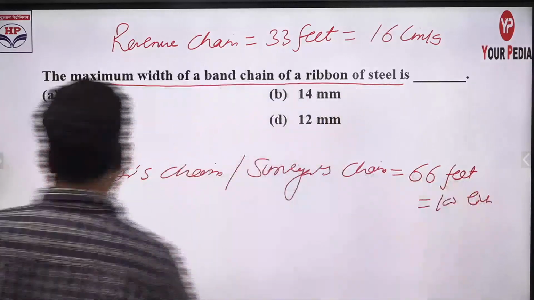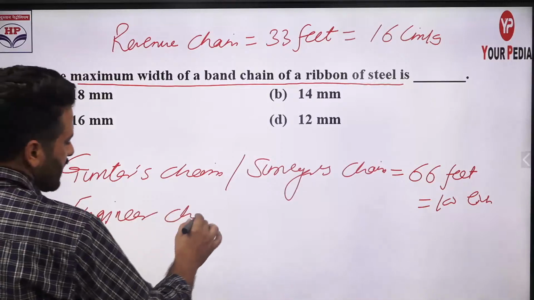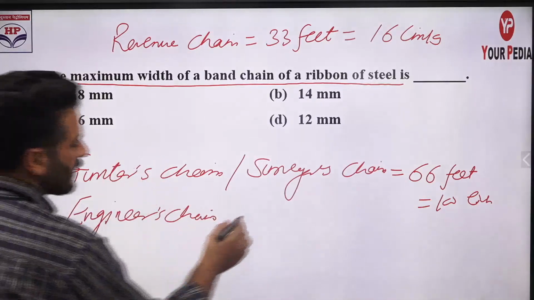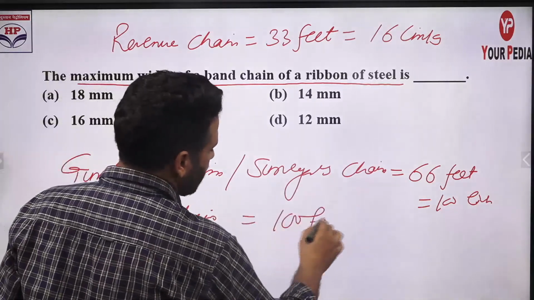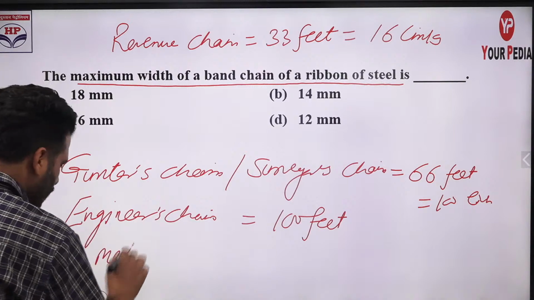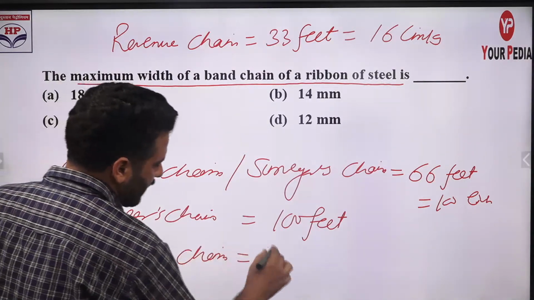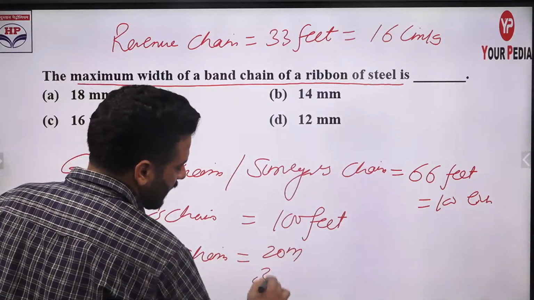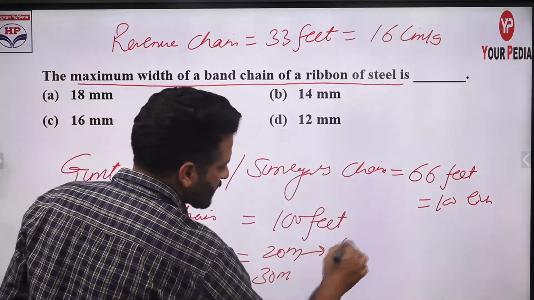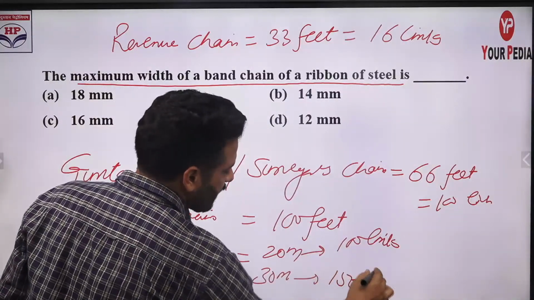And what you have? Engineer's chain. Its length is 100 feet, having 100 links. And what we have? Metric chain. Of course you studied about this one. We have 4 types of chain. Metric chain might be 20 meter, it might be 30 meter. The 20 meter chain has 100 links and the 30 meter chain has 150 links.